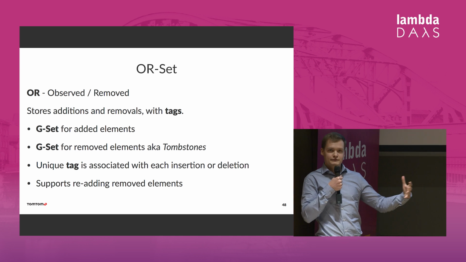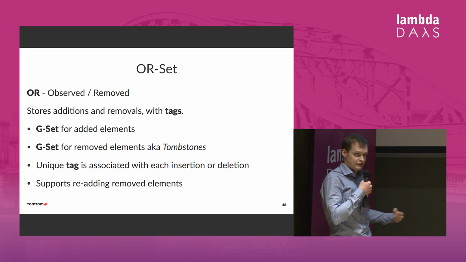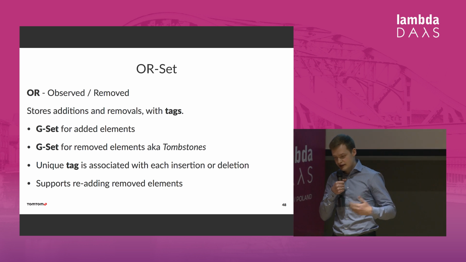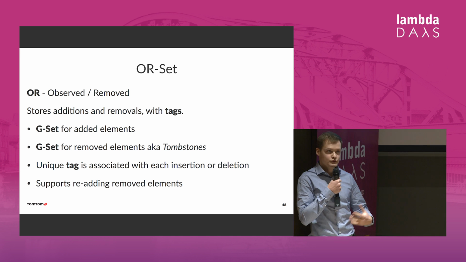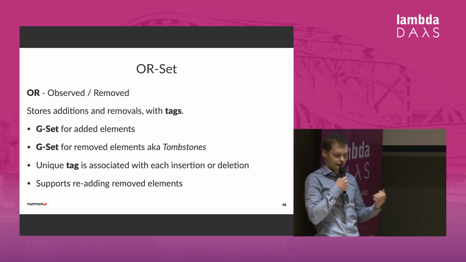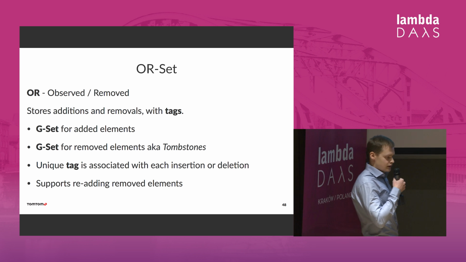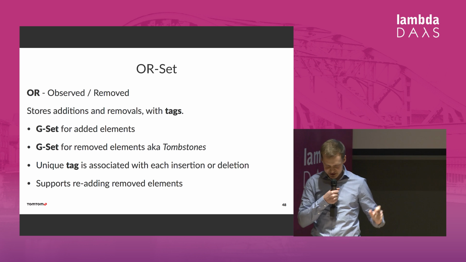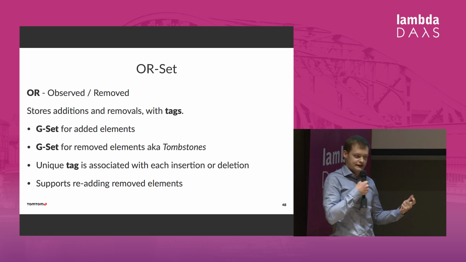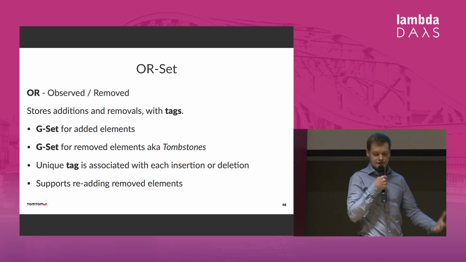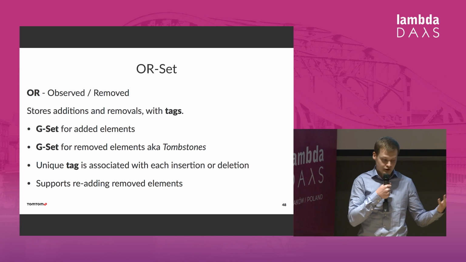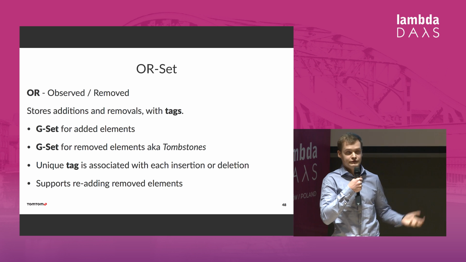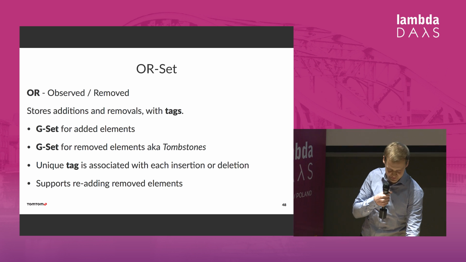So when you add an element to the OR set, you provide a unique tag, which is associated with the particular addition operation. If you want to remove an element from the OR set, you have to find all the pairs in the add set, in the GSet, take all these tags and put these tags into the remove set, basically. And of course, it supports re-adding elements. You just create a new addition operation with a new unique tag, which is not yet in the remove set.